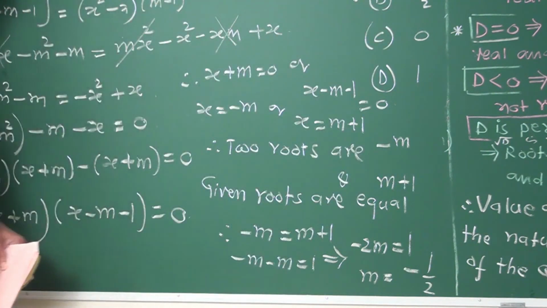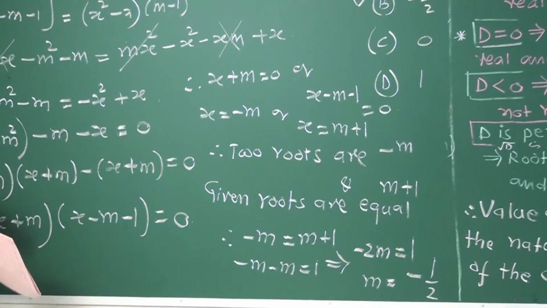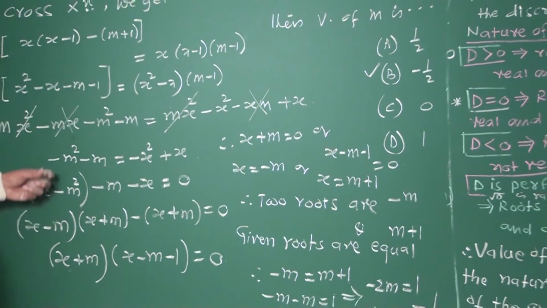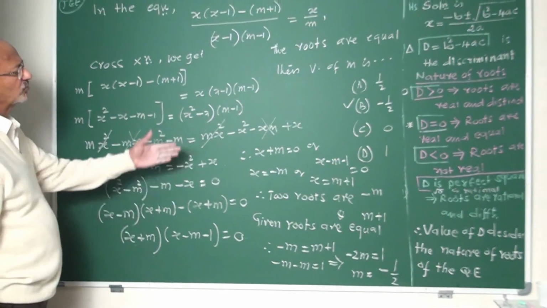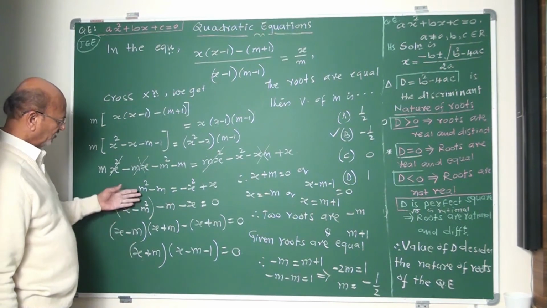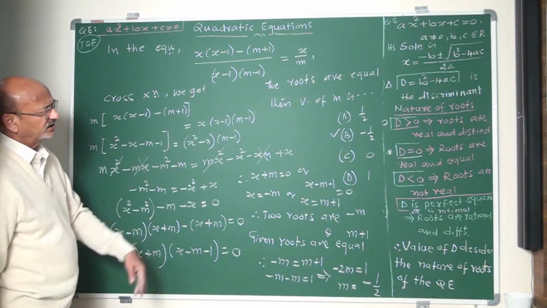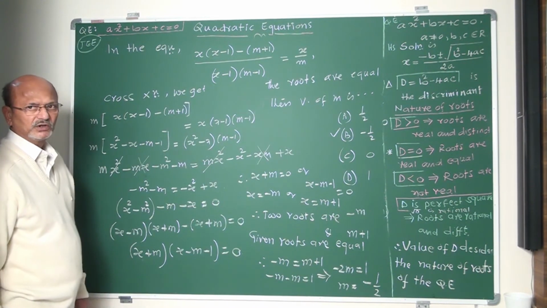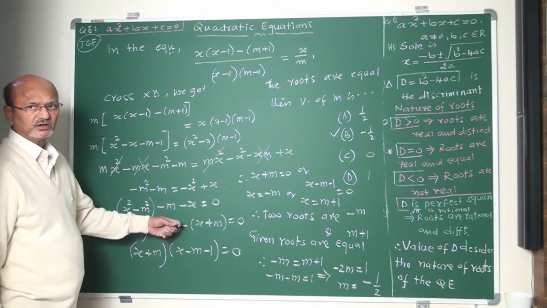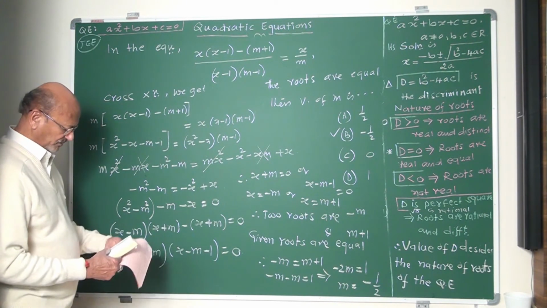Minus half. Like this, my friends, you have to simplify. It becomes a quadratic directly. Instead of going for b square minus 4ac, you have done it with factorization. Even you can go with D equal to 0. You can get the value of m.